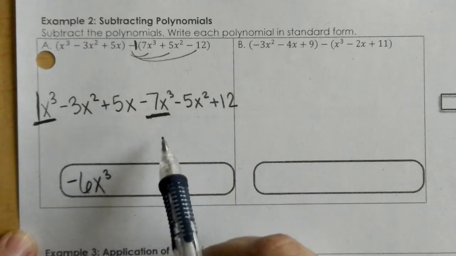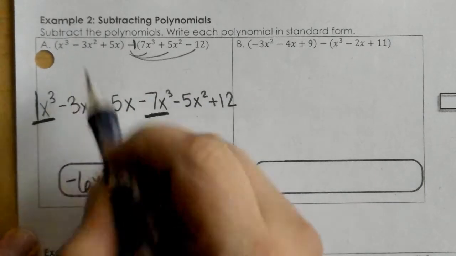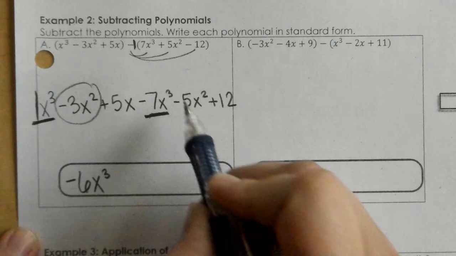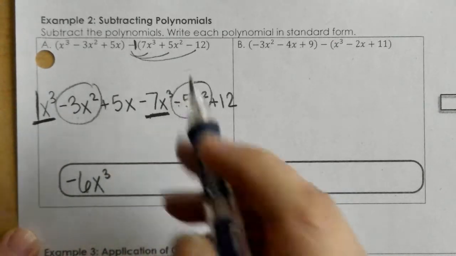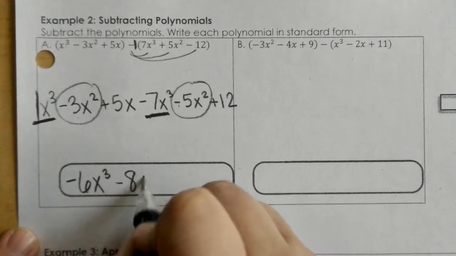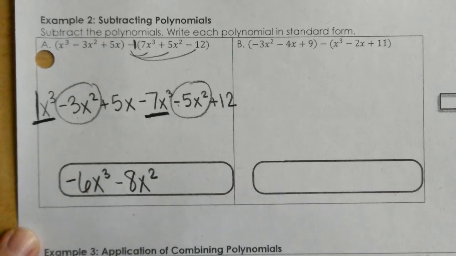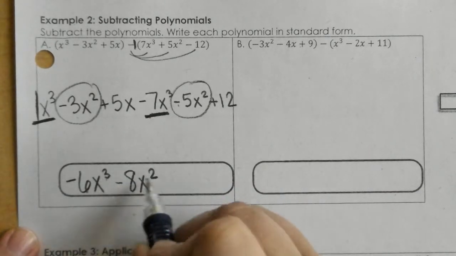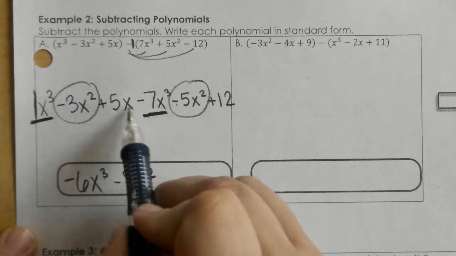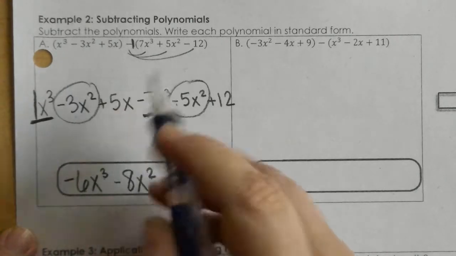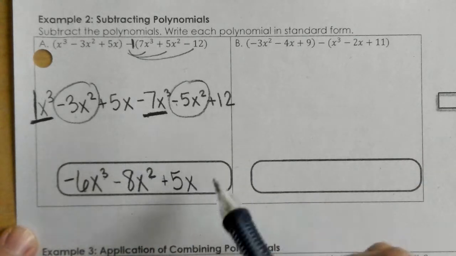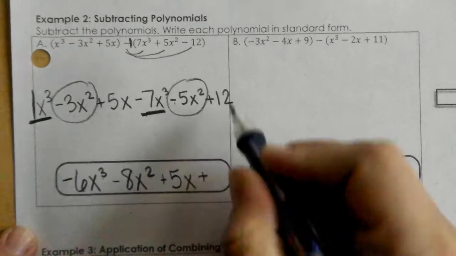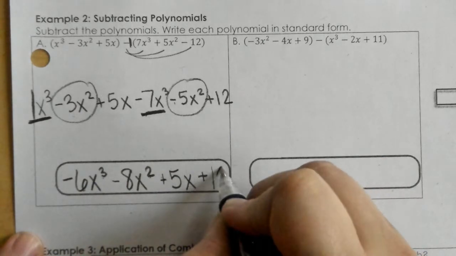Then I would look for exponent of 2. So I have this one and this one. And negative 3 minus 5 is negative 8. Then I want to go 3, 2, 1. So here 5x has an exponent of 1. And then lastly, my number or my constant, and that would just be 12 in this case.